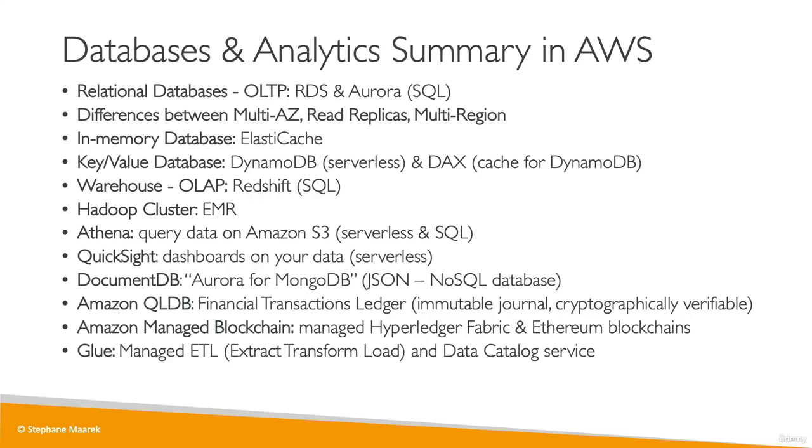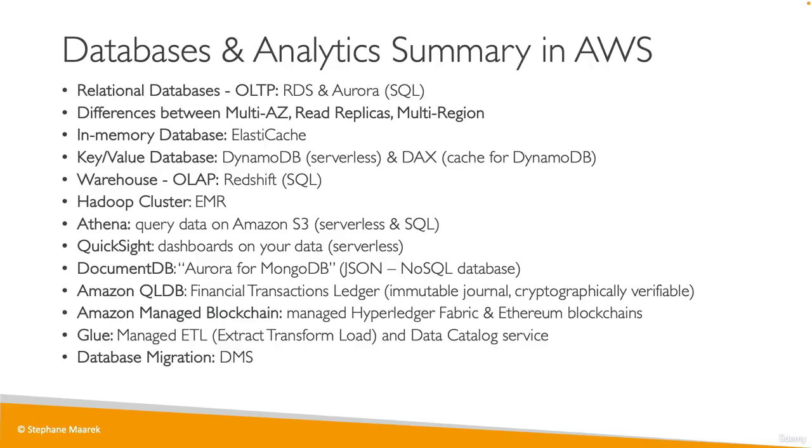Finally, if you want to have a managed extract, transform, and load tool, so ETL, we can use Glue, which also has a data catalog service to discover data sets in your various databases in AWS. If you need to move data between databases, please use DMS, which is the Database Migration Service. If you want a graph database, you must use Neptune. And if you want to use a time series database, you must use Amazon Timestream.